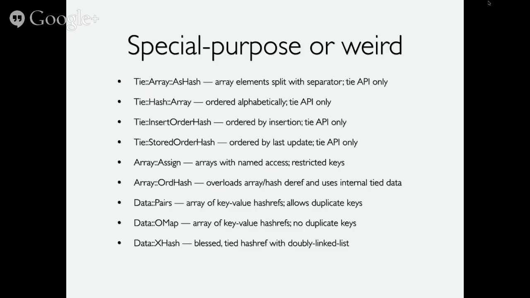Data pairs keeps an array where every element in the array is a hash reference of a key and a value, which does purport to solve the problem of duplicate keys being allowed. Data OMAP, I think it was another one of those, but doesn't allow. This one allows duplicate keys, and this one doesn't allow duplicate keys. And then data XHash is a blessed tied hash with a doubly linked list. Again, done in a slightly different way. So a lot of sort of weird stuff out there.